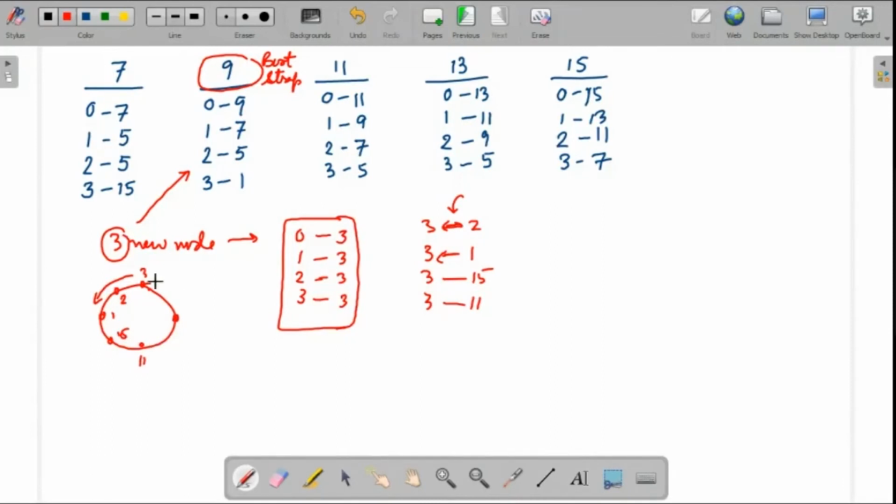Now 7. 7 is somewhere here. So this is 9, and 7 is somewhere here. So again, it is not going to impact anywhere. 5 is here. So 5 is also not going to have any impact. 1, yes, 1 is going to have an impact because 1 lies somewhere here.